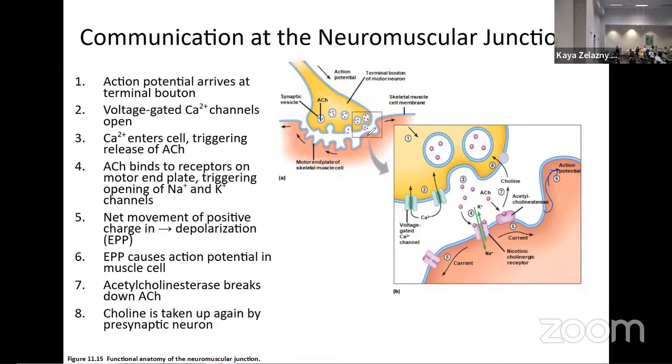And in order to relax our muscle, we've got to get rid of that acetylcholine. We've got to get rid of this signal, right? So we have an enzyme, our acetylcholinesterase, that breaks down acetylcholine, right? So now we don't have acetylcholine to bind to the receptors. We have some reuptake molecules on our motor neuron that pull the choline part back in so that we can make more acetylcholine. And this is, in general, our whole process here for triggering contraction in a muscle cell at the neuromuscular junction.